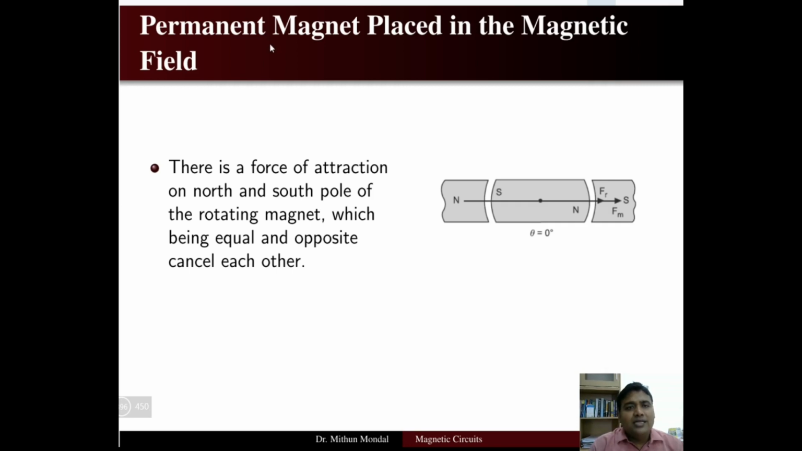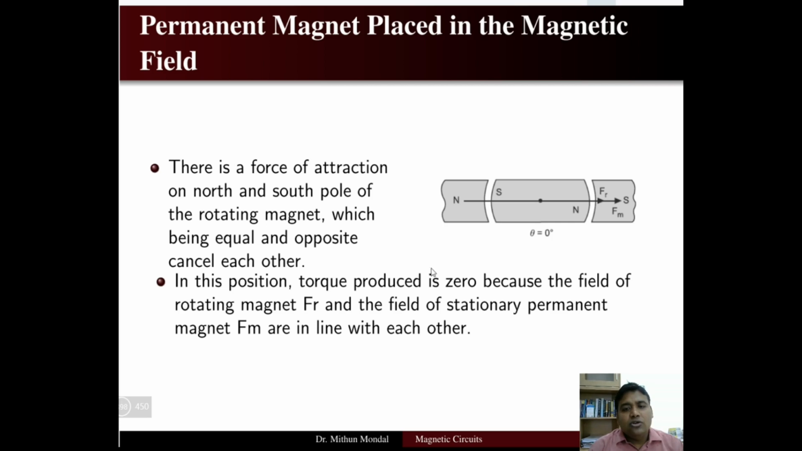Next, we will take the example of permanent magnet. In the first example we took a soft iron piece. Now we are taking a permanent magnet which is placed in a magnetic field. So there will be a force of attraction on north and south pole of the rotating magnet which is equal and opposite and cancel out each other. So at theta equal to 360 degree, when a permanent magnet is placed in between two permanent magnets, the main field and the rotor field are equal and opposite, and they cancel out each other.